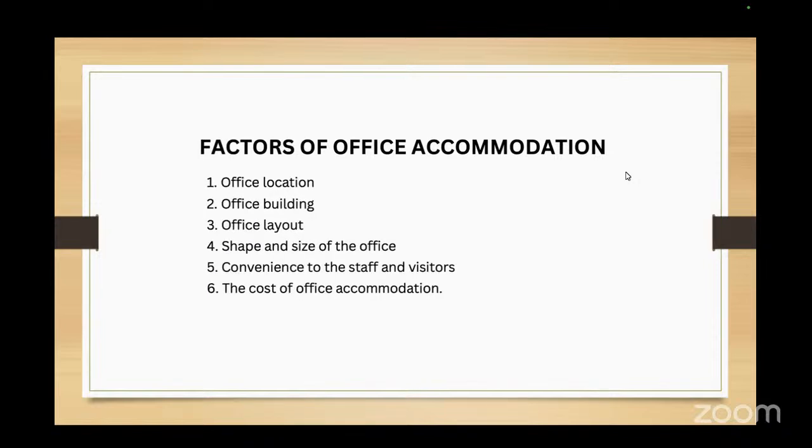Factors of office accommodation. Selecting the right office location and design is not an easy task and should be done with care. Some important factors include office location. This refers to where the office is situated. The location must be chosen based on the office's work type, size, and activities. The office should be near transport hubs like bus stations or railways for easy access, and the offices should also be close to essential services such as banks, post offices, and markets.